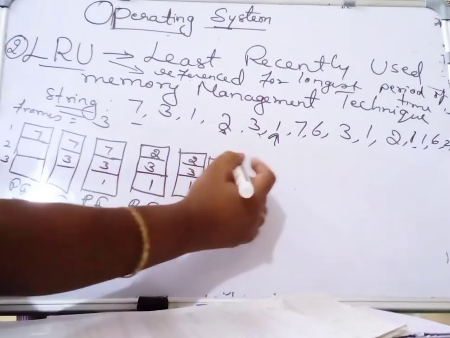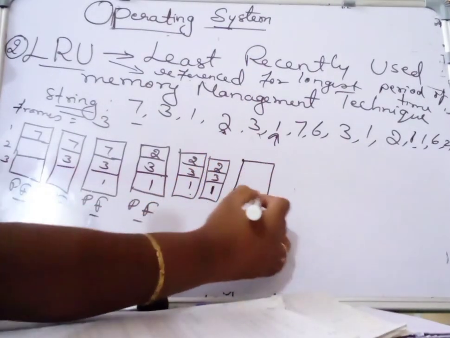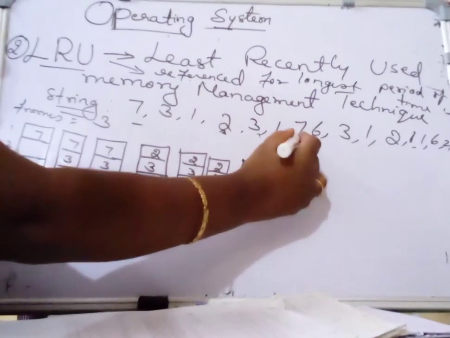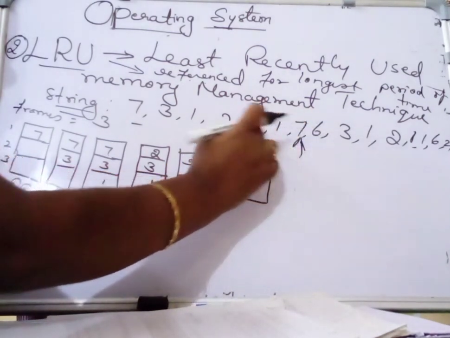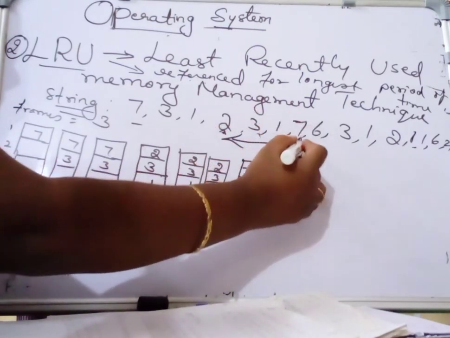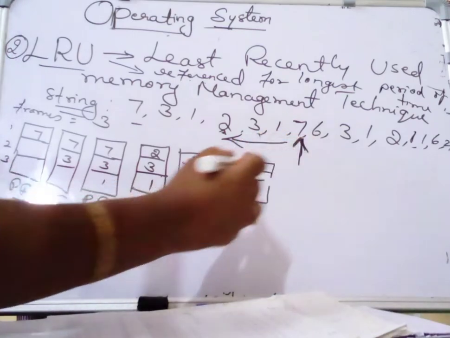So it is not a page fault. Next, what should I bring? I should bring 7. Now in order to bring 7, the new page, what should I see? I should see the left part of the array. Observe the left hand side direction to bring the new page.